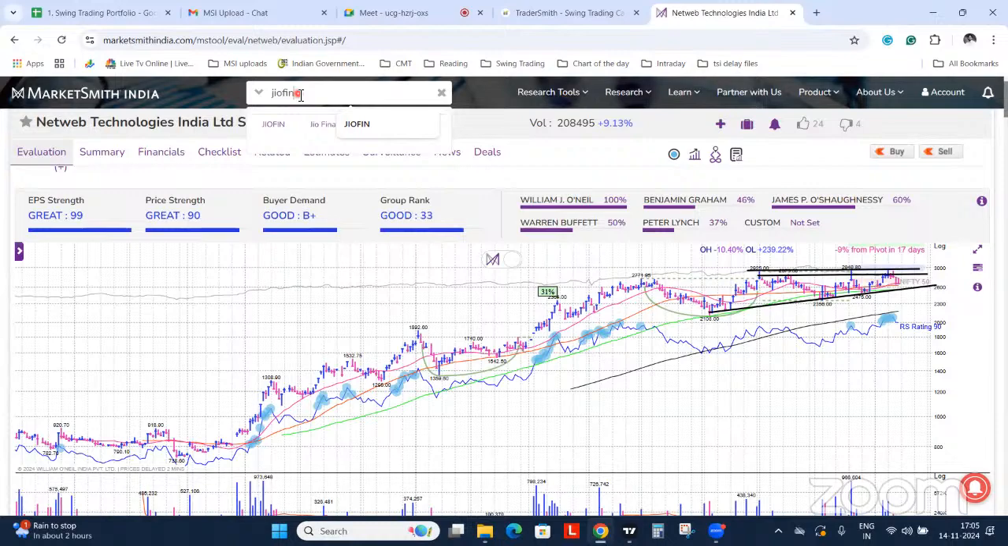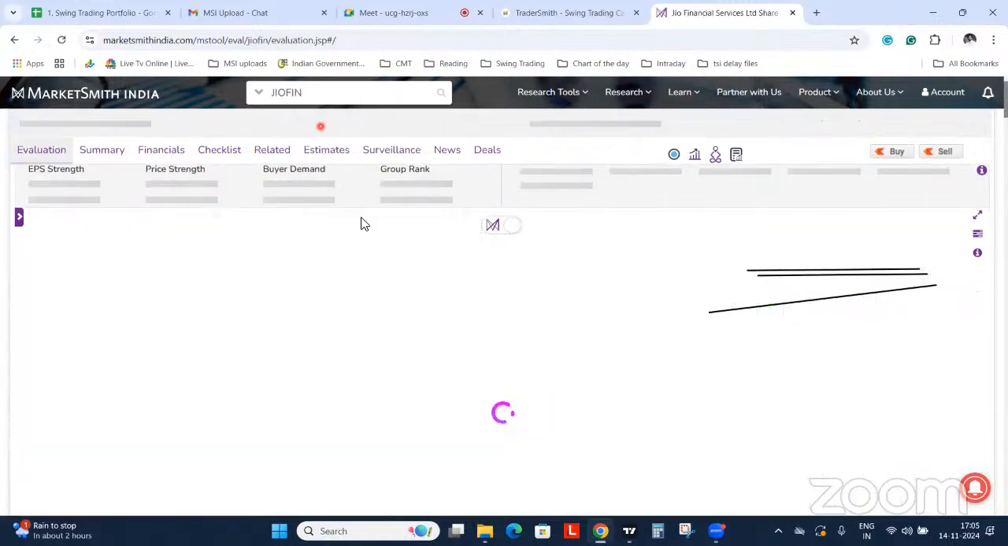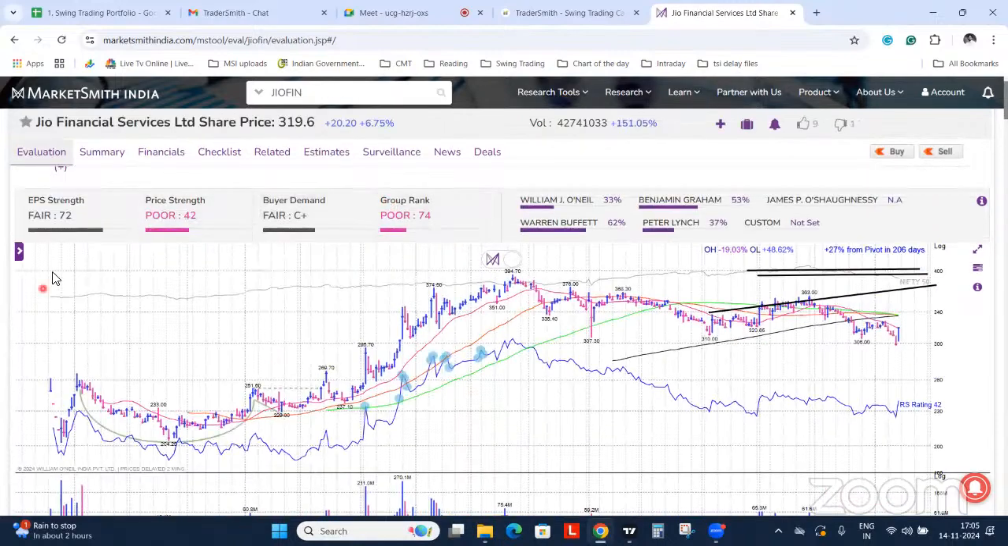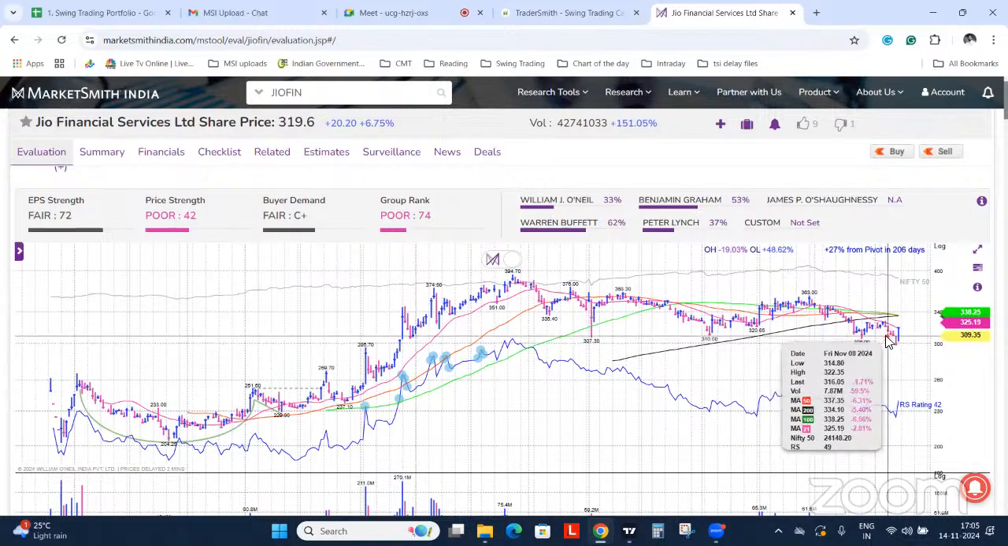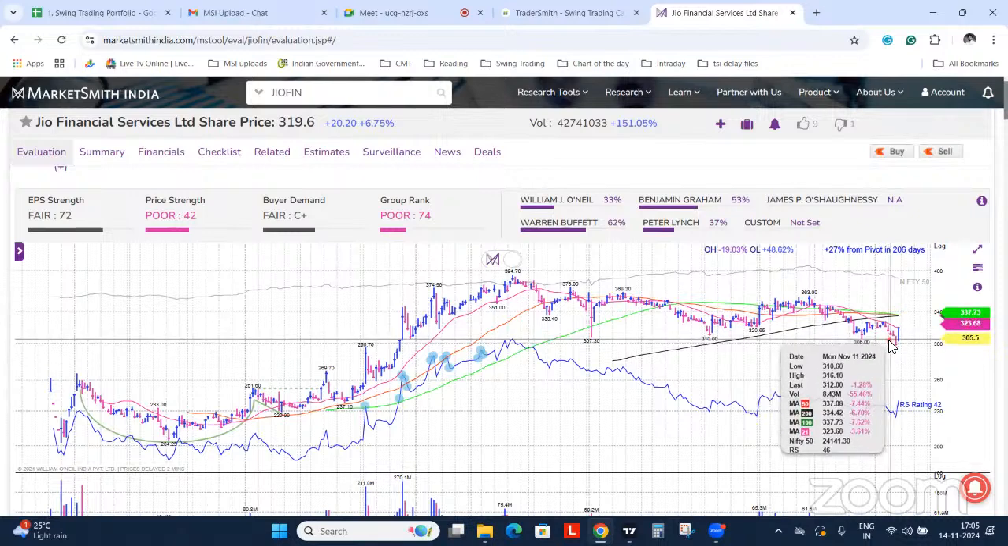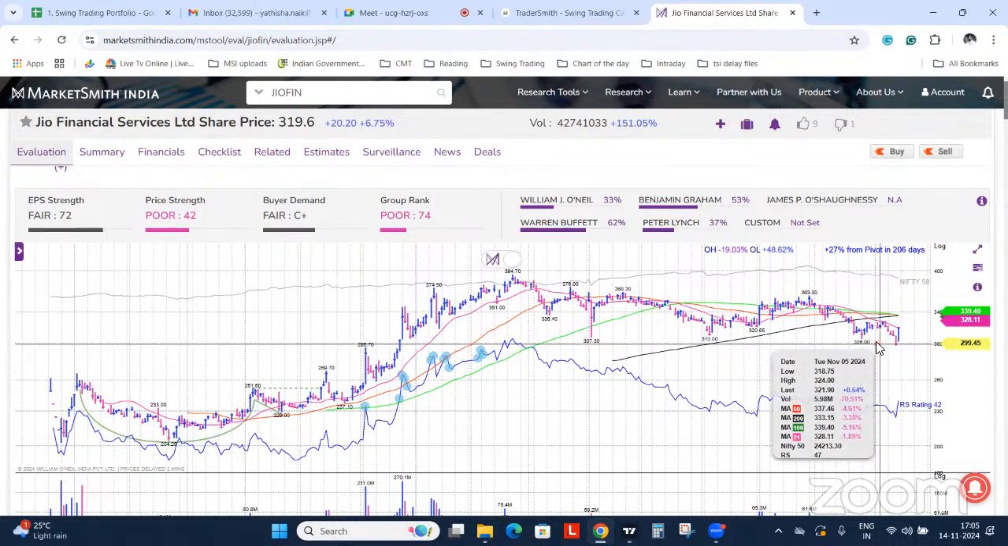Next one is Jio Financial. Today it has gained almost 6-7% because of the positive news about entering the F&O segment. So that's the reason the stock is up. Right now, it has strong support around this area. 300 is a key level to watch. Until it's trading above this 300 area, it's well and good.